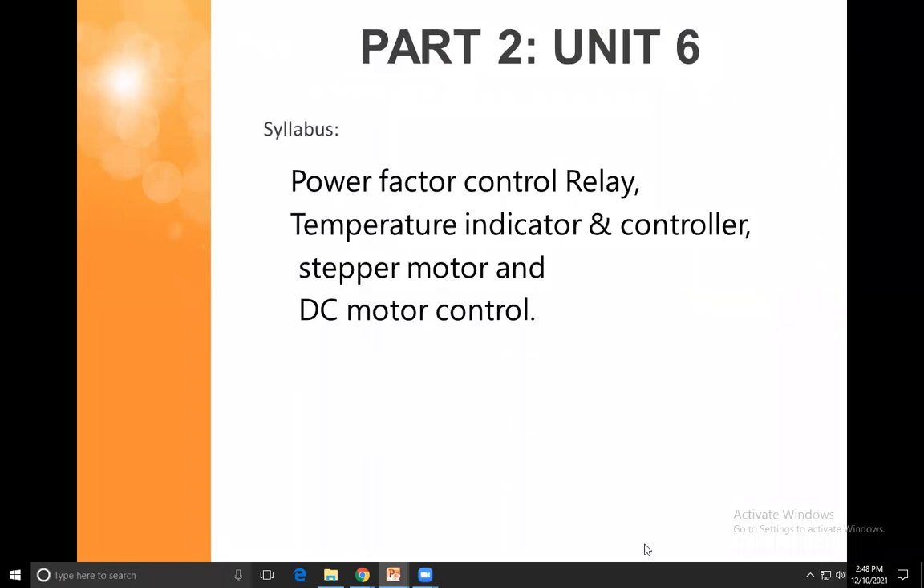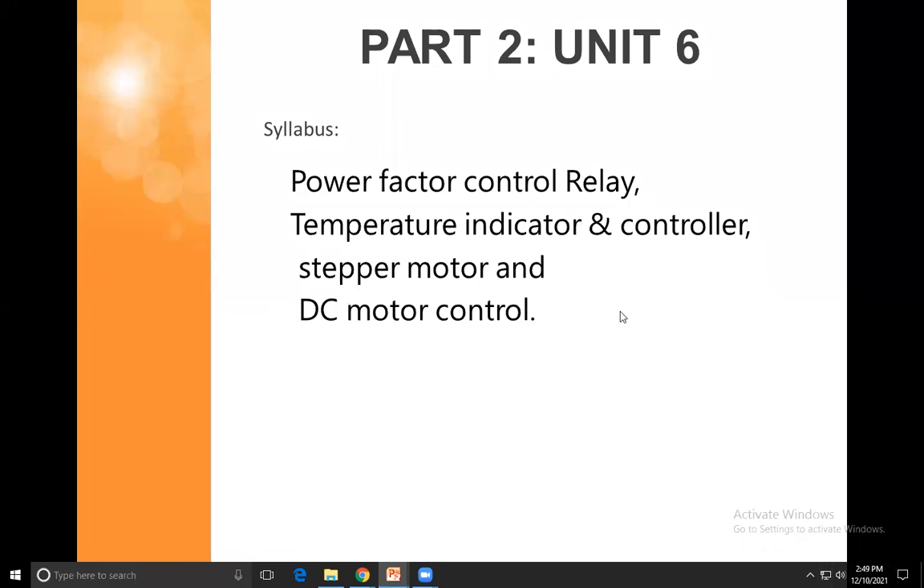So these are the 4 points of unit number 6, because unit number 5 and unit number 6 are the interfacing of the 8051. Unit number 5 and unit number 6 are the interfacing of the 8051 with the relay, ADC, DAC, then the temperature controller, stepper motor, and DC motor. These are the peripherals you have to connect to the 8051.